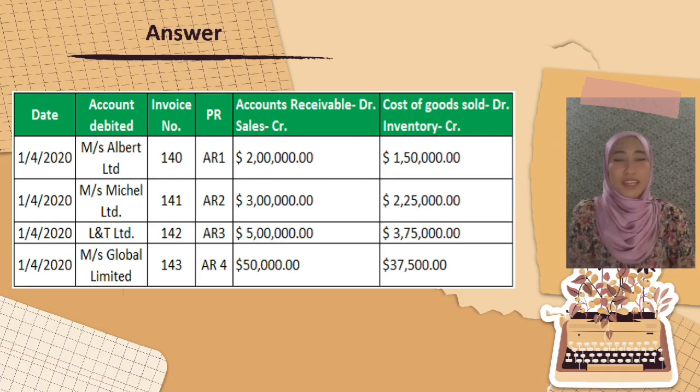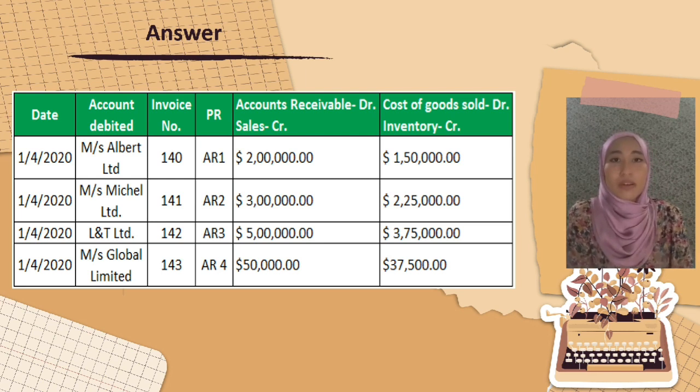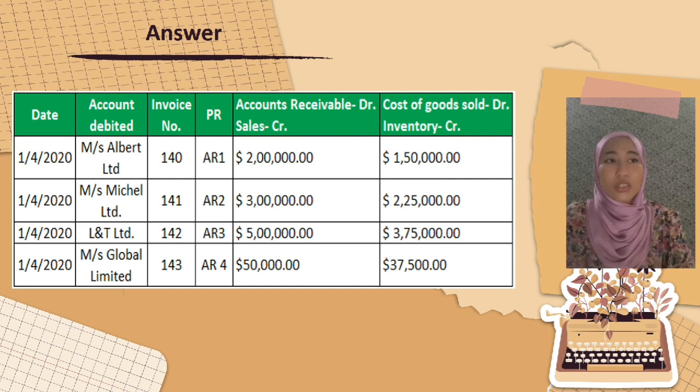Now, I will be explaining about the answer for the question on the previous slide. As you guys can see, all of the transactions are done on the 1st of April 2020. For the first transaction, it is debited under the account of Messrs. Albert Limited under the invoice number of 140 for accounts receivable of 200,000, and the cost of goods sold is 150,000. The second one is debited under the account of Messrs. Mitchell Limited under the invoice number of 141. The accounts receivable are 300,000 and the cost of goods sold are 225,000.